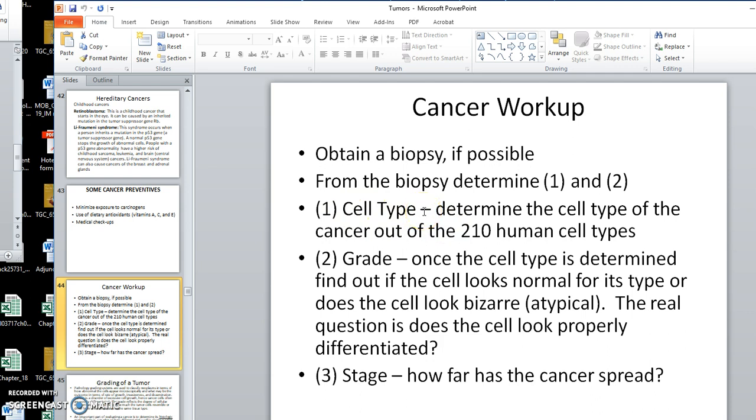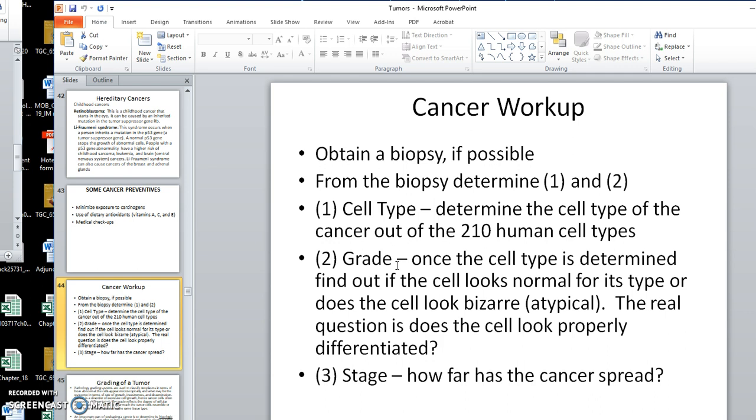So under the microscope, the person looking at it, the pathologist, would say the cell type. He would also give what we call the grade. Some call this the histologic grade. The grade determines how bizarre the cells look.